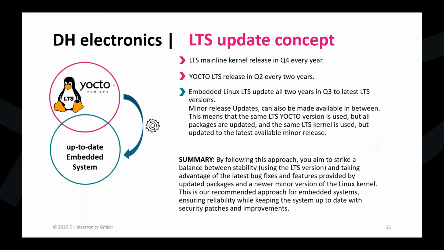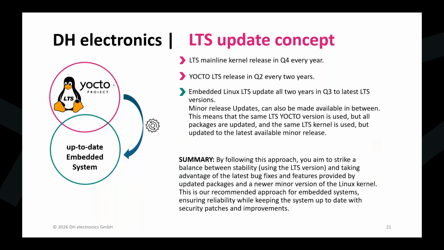But to maintain real products, it makes sense to stick with a long-term support version of Linux and Yocto, because these versions are supported by the community for a defined period. This means you can release a new major update for your product every 2 or 3 years. And in the meantime, you can use the long-term support updates for minor releases.